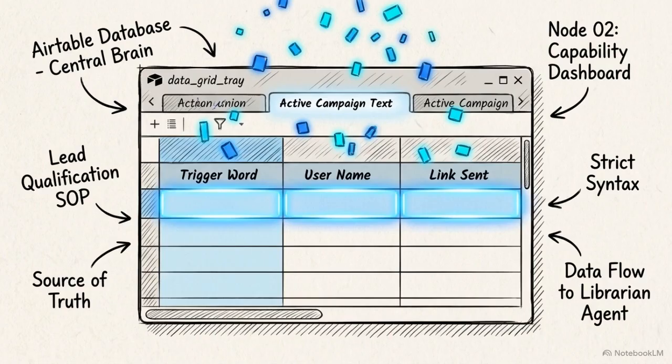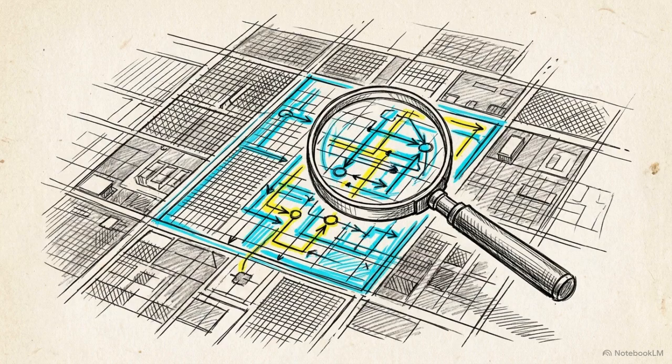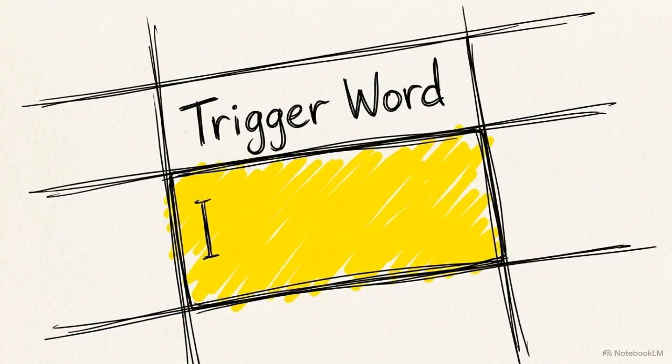Click into the Active Campaign Text tab. We will build 3 columns: trigger word, username, and link sent. These act as a catch basin. When someone interacts with your brand on social media, data automatically flows into these slots. Laying out this exact schema from the start ensures that our other tools have a strict, clean map to read from later. They need to know exactly where to put the data.